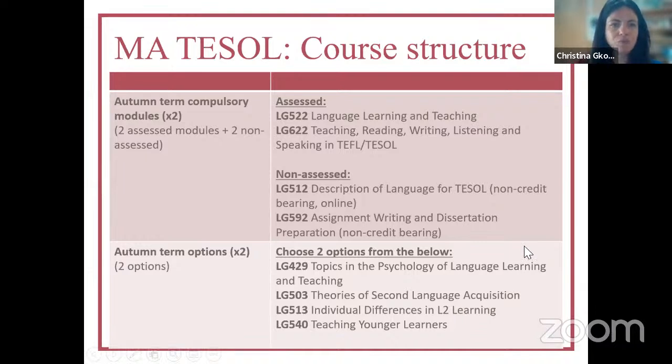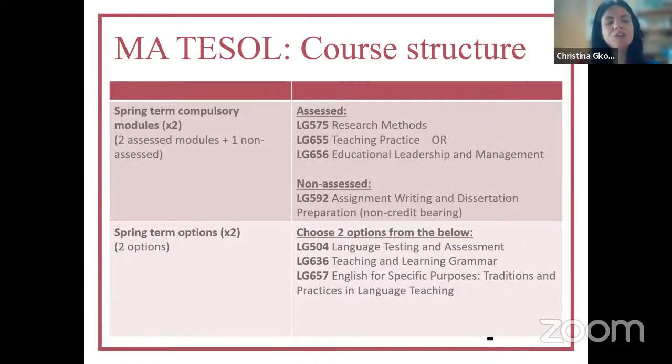That was all for the autumn term, and I now move on to the spring term, which actually starts in mid-January and goes up until the end of March, roughly. And in this term, you again take 4 modules. And again, you have 2 compulsory modules and 2 optional modules.